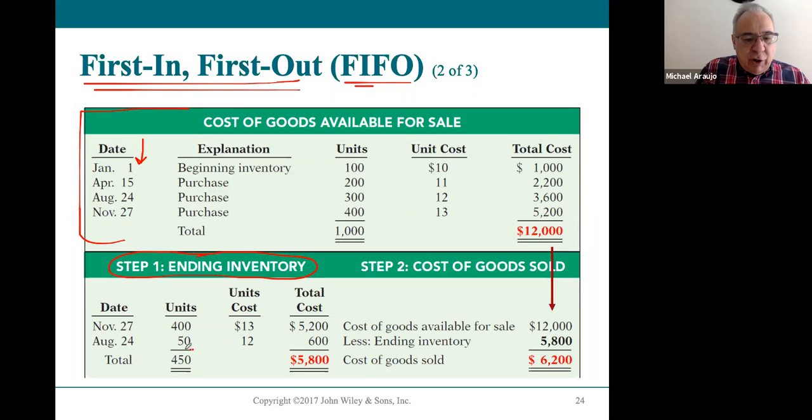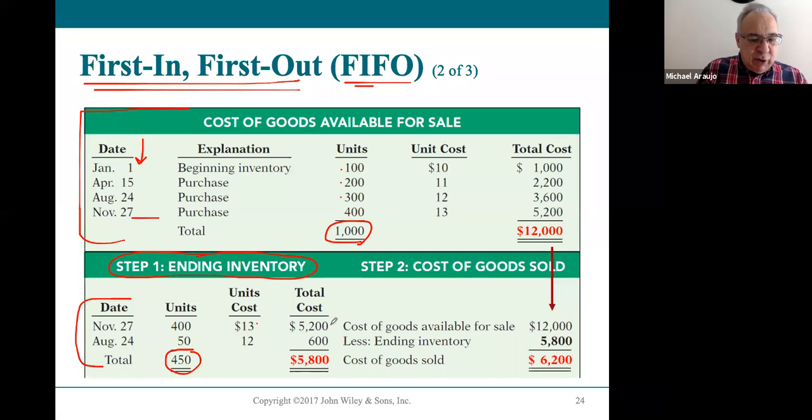So if you have 450 units of that 1,000 still in the store, well, you've already sold this, you've already sold this, you've sold most of those. So you have these 400 in the store, plus you got 50 of those in the store. And that's what the inventory shows. You got 400 units from the very last purchase that you made, plus 50 of the ones from August are still in the store. The 400 units from November cost you $13 each.